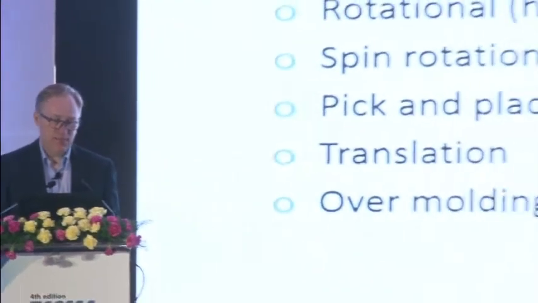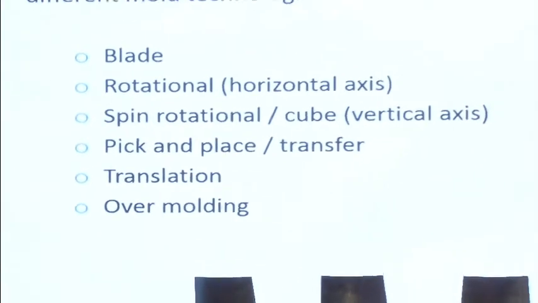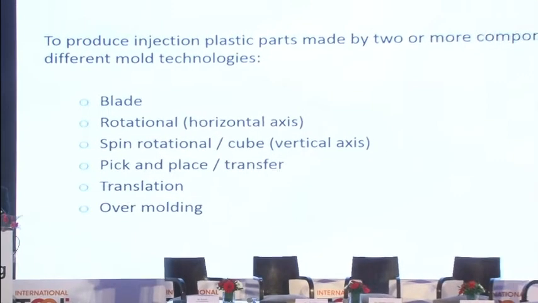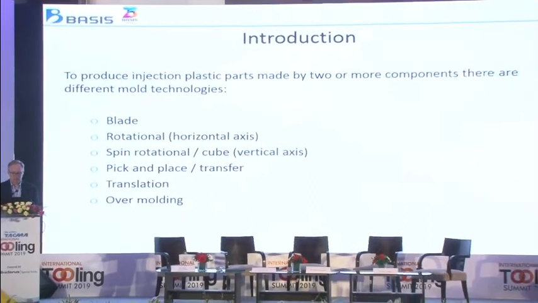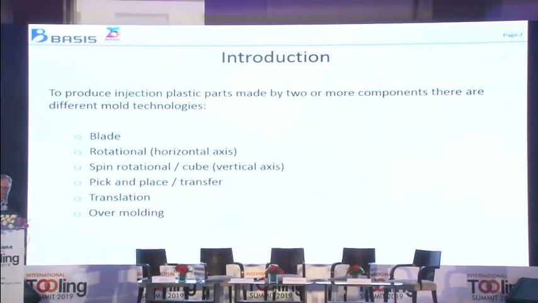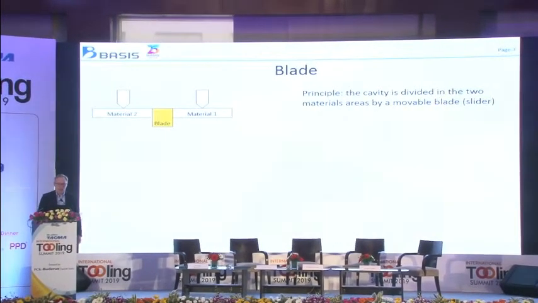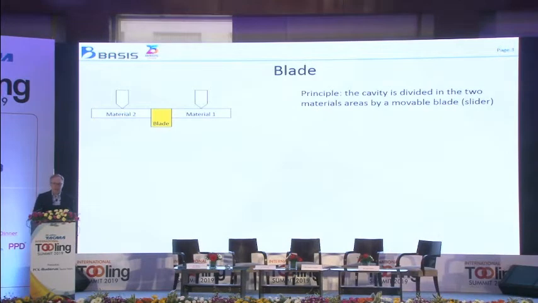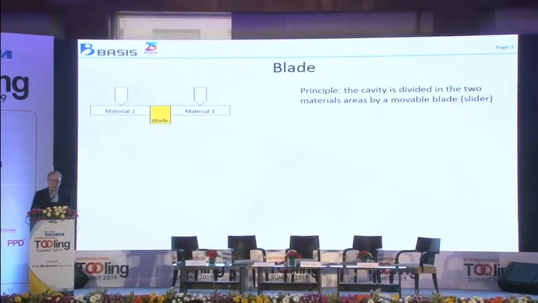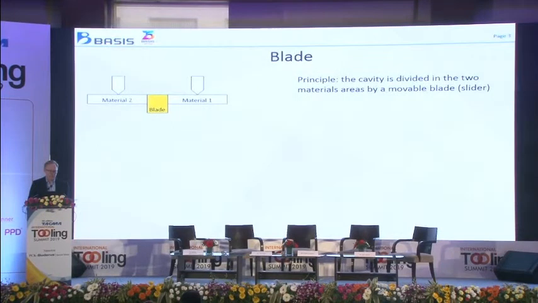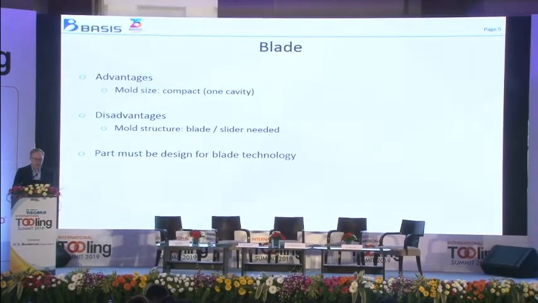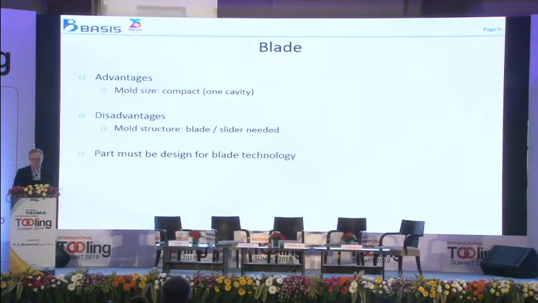To produce injection plastic parts made by two or more components, there are different mold technologies. We have blade, rotational horizontal axis, spin rotational, also named cube, which is vertical axis, pick and place or transfer, translation, and overmolding. We start with the blade. The principle is that the cavity is divided into material areas by a blade, a slider. The part must be designed for blade technology.